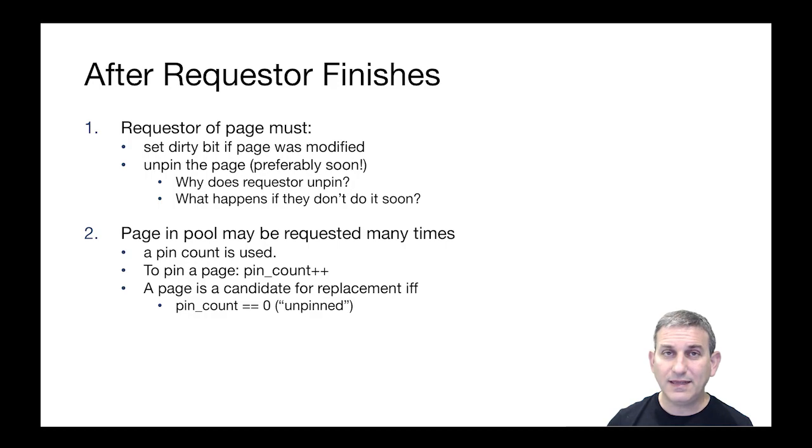After setting the dirty bit and unpinning the page, that page might get requested again. And it might get requested by more than one task. And so for this reason, we keep a pin count. So to pin a page, you actually bump that pin count by 1. And then a page is a candidate for replacement when that pin count goes back to 0. So pinning a page amounts to incrementing the pin count, and unpinning a page is decrementing the pin count. And the count itself keeps track of how many tasks currently have the page pinned.